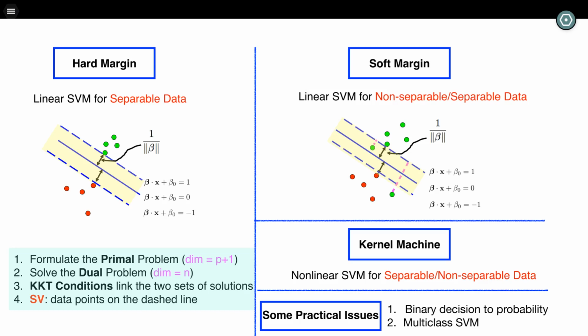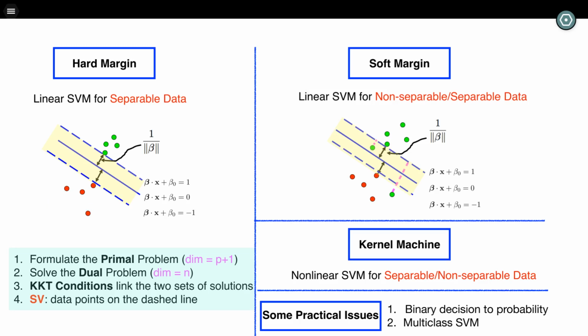They are the data points on the dashed line. For example, suppose in this case we have only 2 support vectors. If I remove this data point, my decision boundary should stay the same. Or if I move this data point somewhere else, the decision boundary stays the same. So it's a pretty robust solution. This is what we have covered so far.